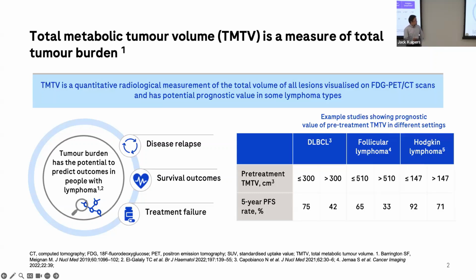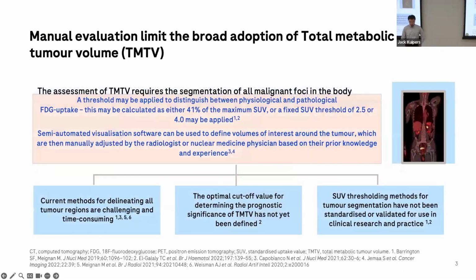Here we have some cases that have been reported in the literature on the different lymphoma subtypes and the relevant TMTV cutoff values. In the bottom line, you see the difference in the 5-year PFS in these lymphoma subtypes. However, if we look into current clinical practice or even clinical research for lymphoma, the adoption of TMTV is not very wide.